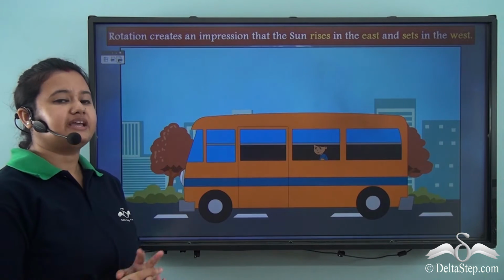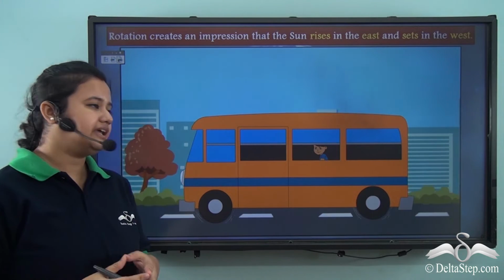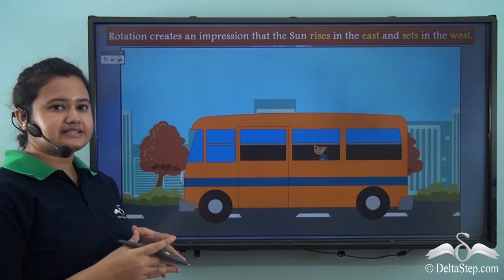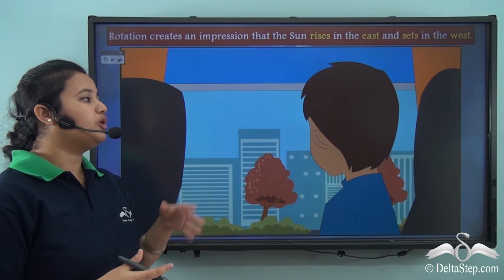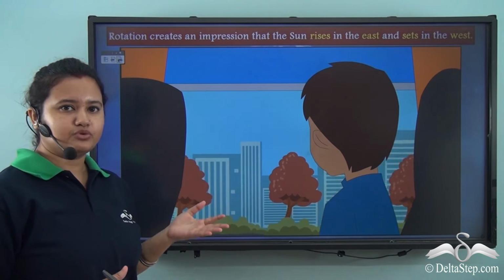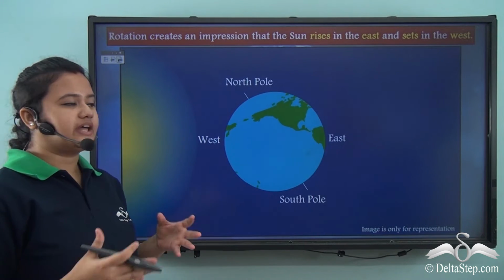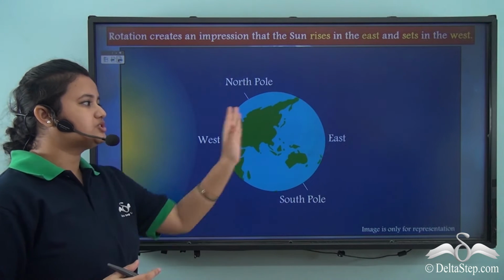If you peep outside the window of the bus, then you will find that the buildings, trees, etc. are moving in backward direction. That is the direction opposite to which the bus is moving. Now, we know that our earth rotates from west to east.